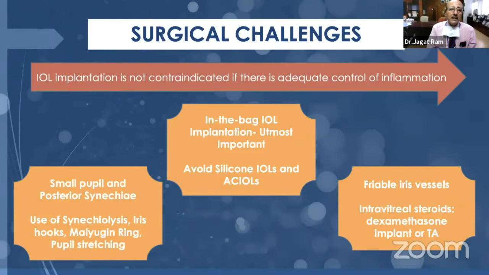In the surgical challenges, small pupil remains a challenge. There may be a lot of posterior synechiae, and synechiolysis is done. Then we use several types of hooks and rings, such as the Malyugin ring, or some people do stretching, but it is better to either put a ring or apply hooks. Operatively, IOL implantation in the bag is utmost important, and whether to implant intravitreal dexamethasone or not is also one of the issues.